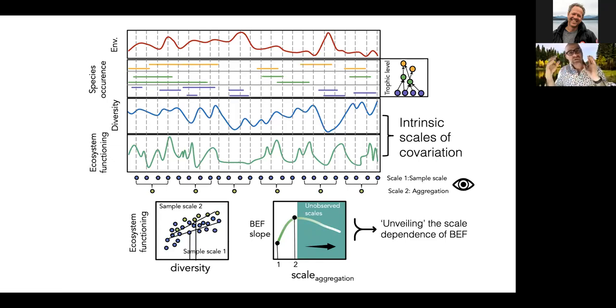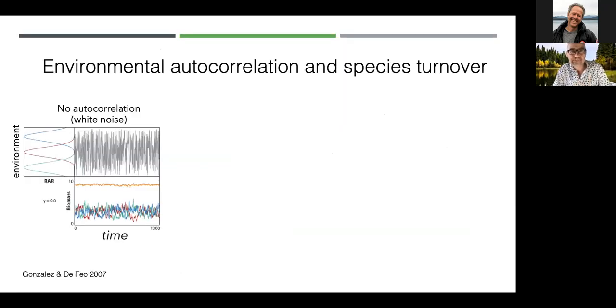So this, in a nutshell, is what the BEF field needs to be doing: figuring out the explanatory power of BEF as we expand our spatial and temporal scales. And this would be important if we want to disaggregate or downscale back to the local. So this unveiling of the scale dependence of BEF is really where I think we need to be putting some time and effort over the coming decade.